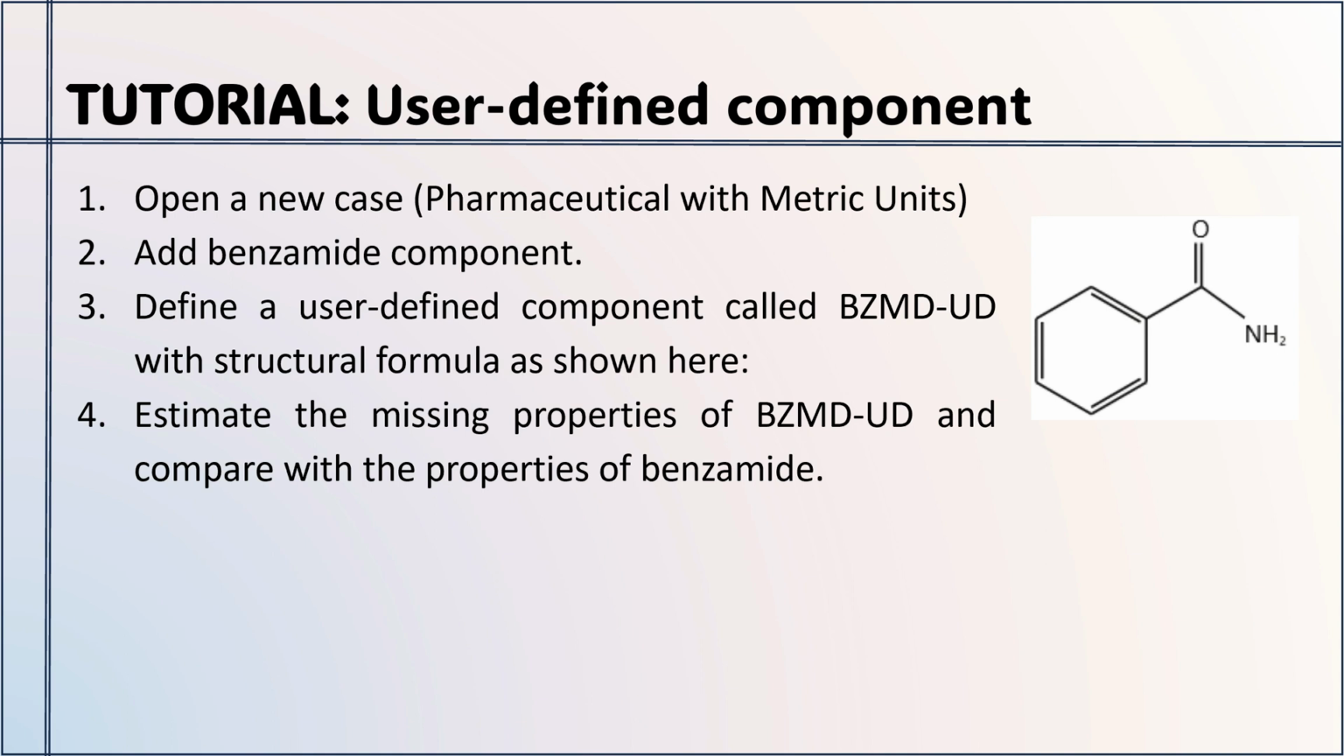However, we will add this component as a user-defined component and base the component specification on the structure formula rather than importing from the pure component database. Then you are asked to estimate the missing properties of the BZMD-UD user-defined component and compare its properties with the properties of benzamide obtained from the database. So let's jump into the Aspen Plus interface.